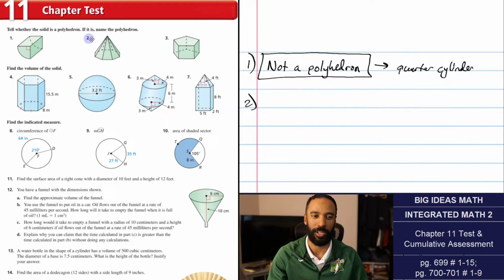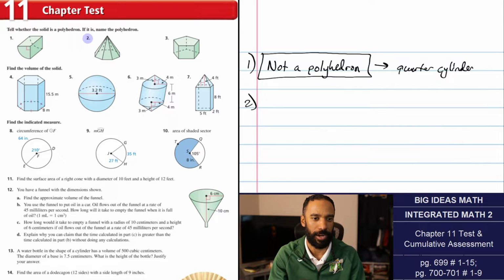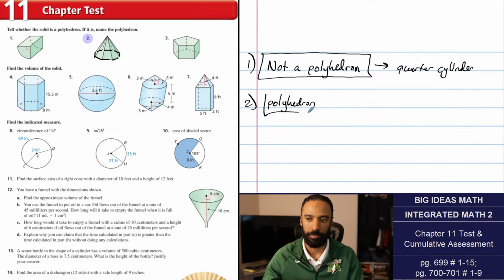Number 2 will be a polyhedron. Everything is some sort of polygon. All the lateral faces are triangles, and at the bottom there, you have a 1, 2, 3, 4, 5, 6, 7, 8-sided shape. That is an octagon. This is a pyramid. This is a polyhedron and an octagonal pyramid. Octagonal pyramid is that name.